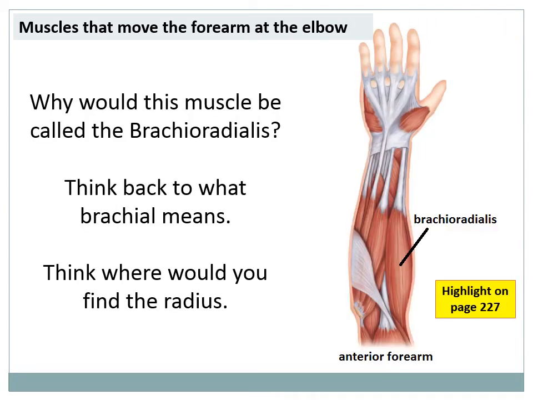All right, now we are looking at the brachioradialis. So looking at the anterior forearm, we see the brachioradialis. Why would this muscle be called the brachioradialis? So I have on here, think back to what brachial means and think where you would find the radius. Brachial means upper arm, and then the radius is on that thumb side. Your brachioradialis runs from your upper arm down to your radius. So that is why we call it the brachioradialis. It helps move the forearm at the elbow.